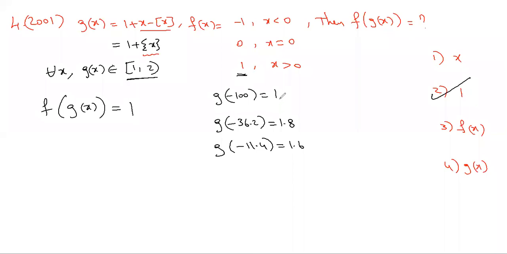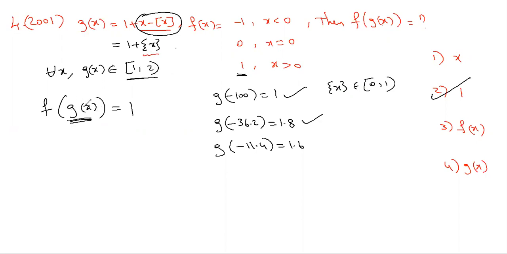You can check all these using the definition of g of x. You take any number for x, irrespective of whether it is negative or positive. You will always get a number which is in the form of 1 point something. Because it's 1 plus the fraction part of x, and the fraction part of x always lies between 0 to 1. So the 1 plus that value is always between 1 to 2. So the value is always a positive value.